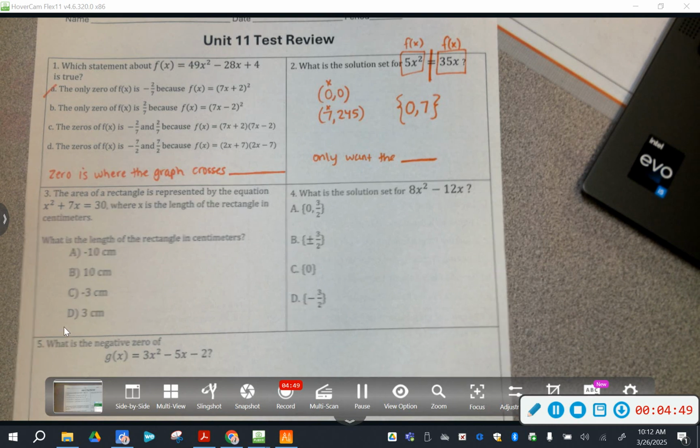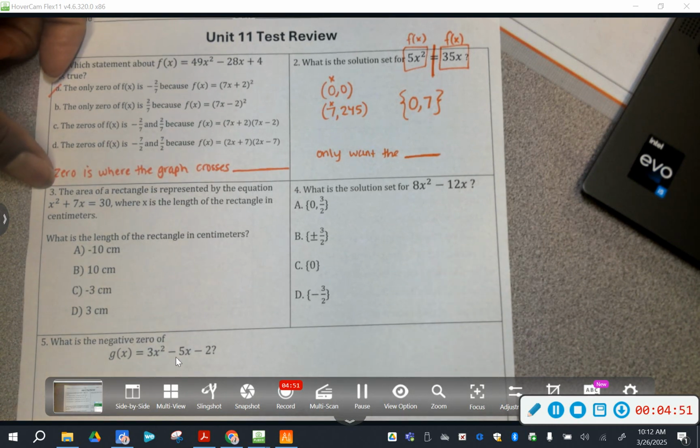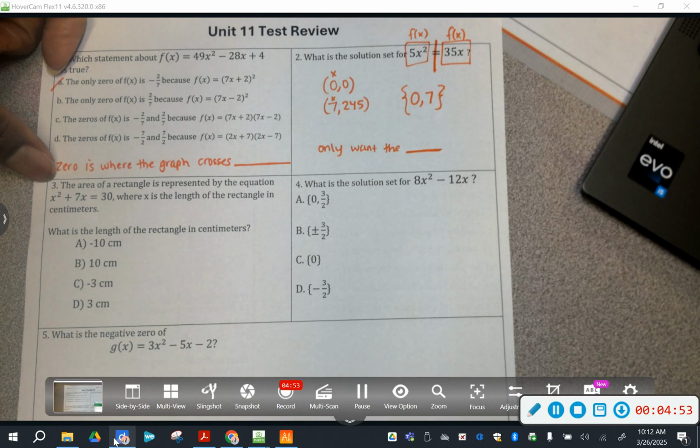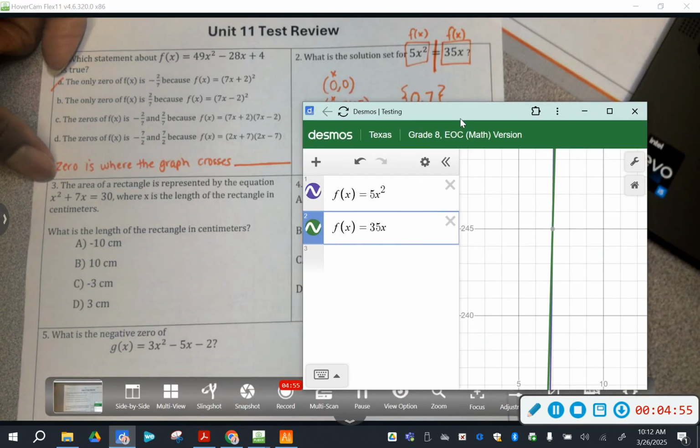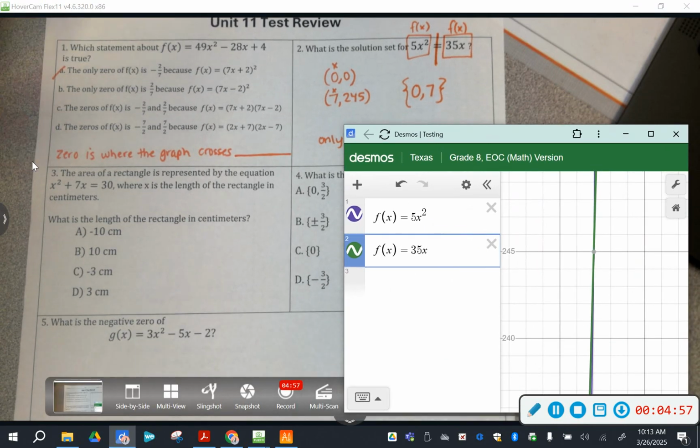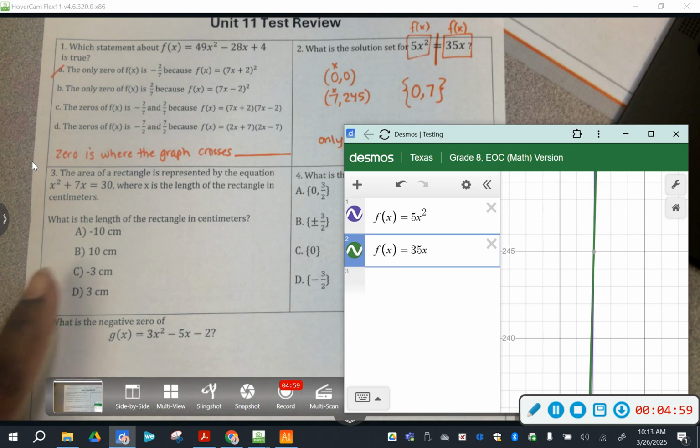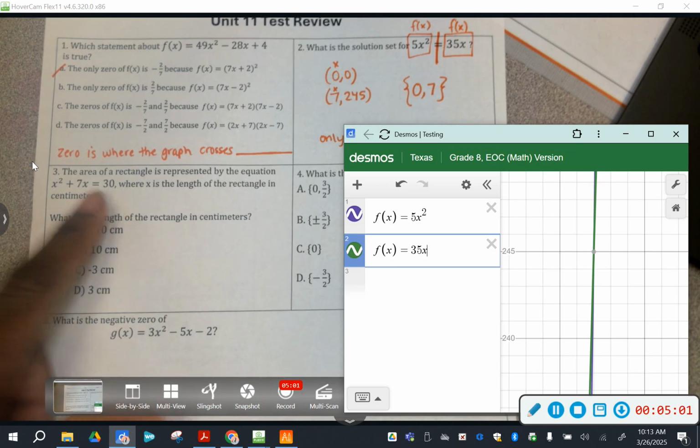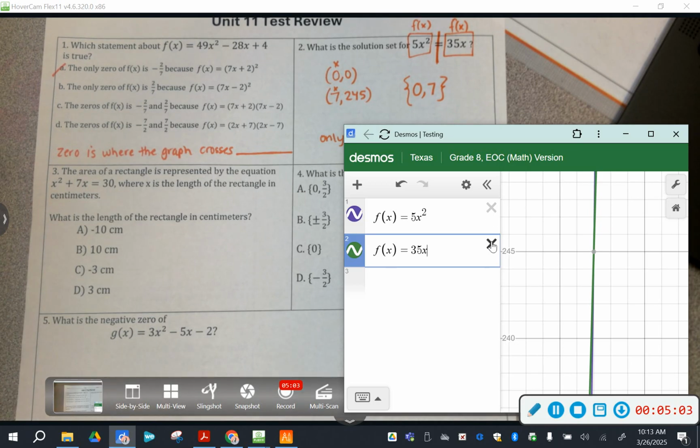All right, so now number 3. Remember at the beginning I told you that your Desmos calculator is going to be the most helpful to get these problems done. Sure, you could factor if you want to, but if you're going to factor, you better make sure it's equal to 0. But I'm not factoring. So here we go. We have it.